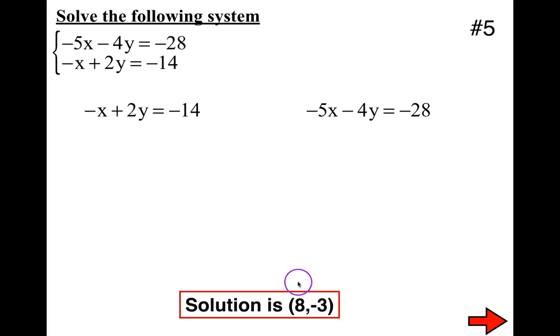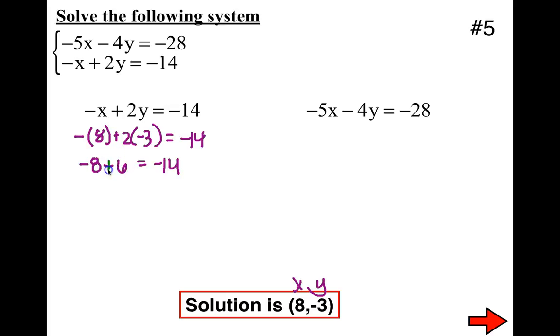Here, quick reminder, x is 8 and y is -3. So here we have negative times an 8 plus 2 times a -3 equals -14. Here we have -8 minus 6 equals -14. Simply add the opposite, which leaves me with -14 equals -14. Check.